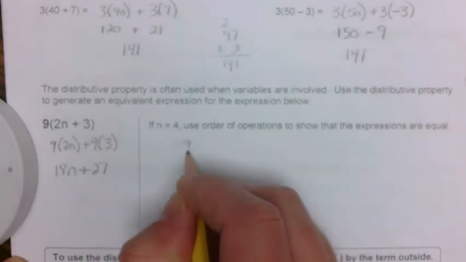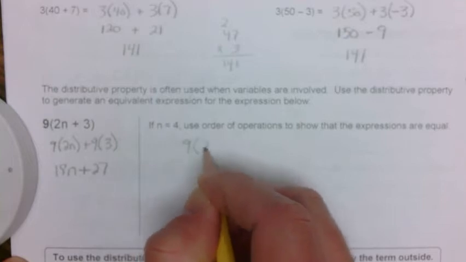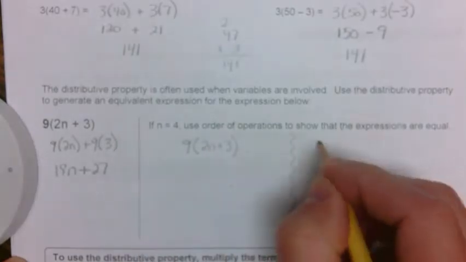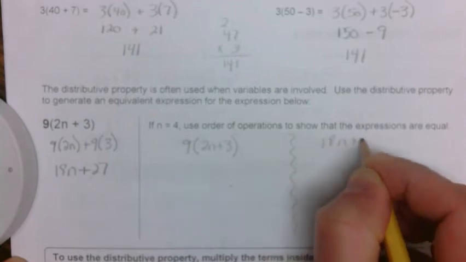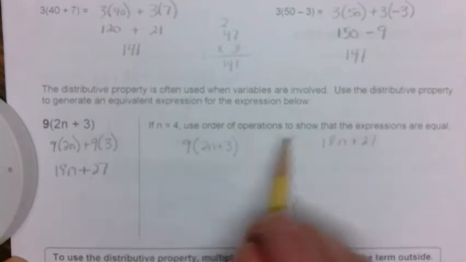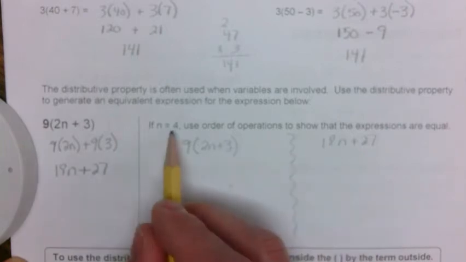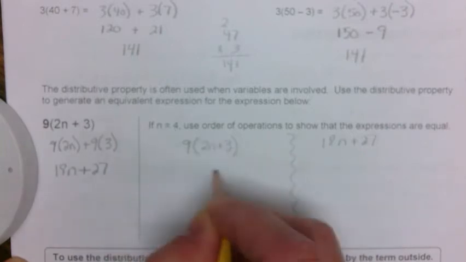So on one side, we're going to do 9 times (2n plus 3). And on the other side, we're going to do 18n plus 27. And if these two are really the same, we should get the same answer when we substitute in the value of 4 for n. So let's do that over here on the left first.